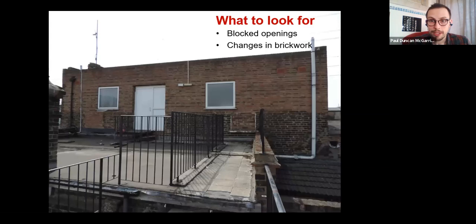Blocked openings and brickwork. You can see in this image here that there are two blocked openings and the entire top of the building has been rebuilt. So there are four different phases visible here. Sometimes, as with the one towards the right of the screen, the frame or the threshold have been left in, or with the doorway to the left of the screen, it's been completely removed.